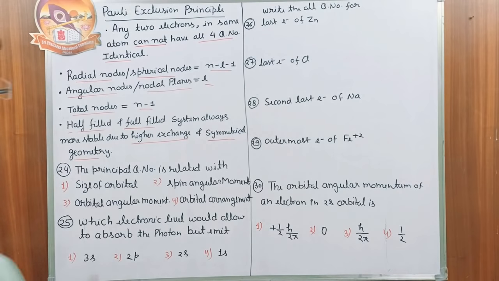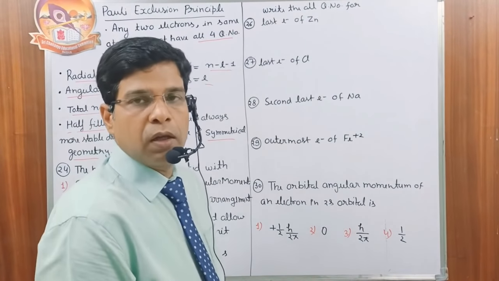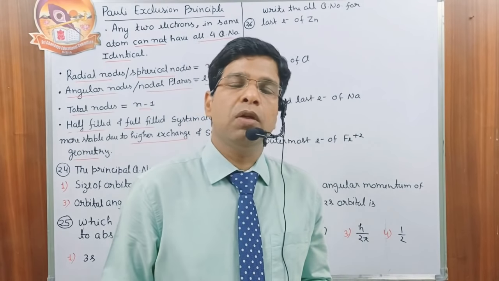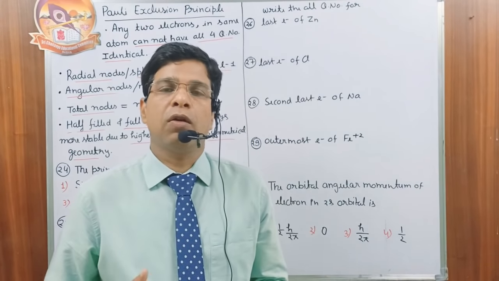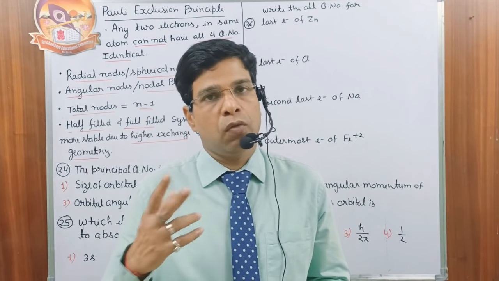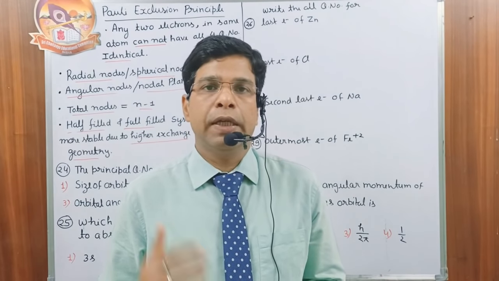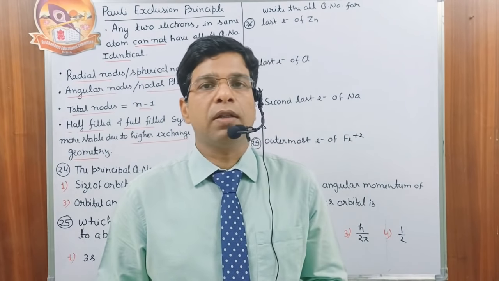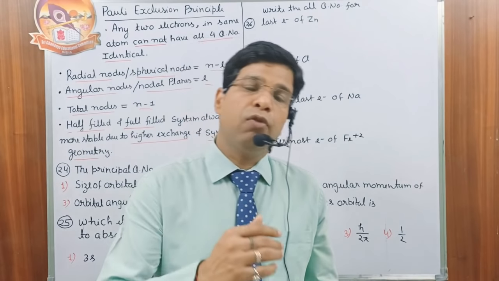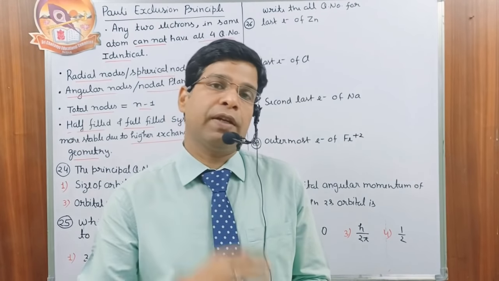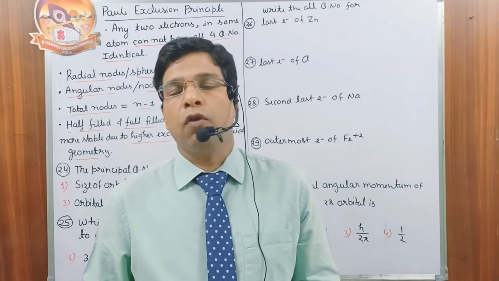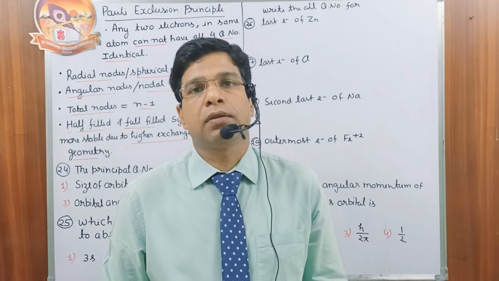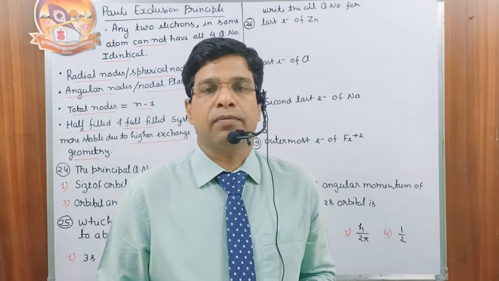Now next we have the Pauli exclusion principle. According to Pauli's exclusion principle, it is impossible for two electrons in any atom to have all 4 quantum numbers identical. If 3 quantum numbers are the same, then the 4th quantum number has to be different. All the 4 quantum numbers provide the address of the electron in an atom.